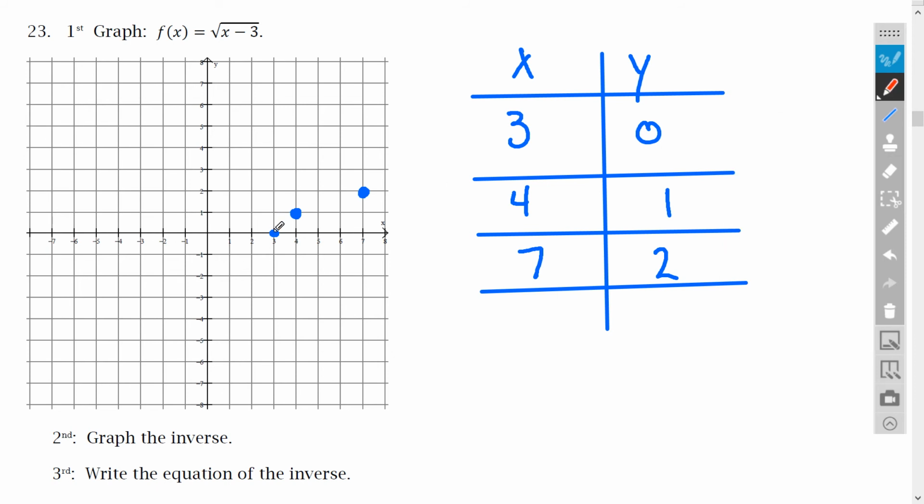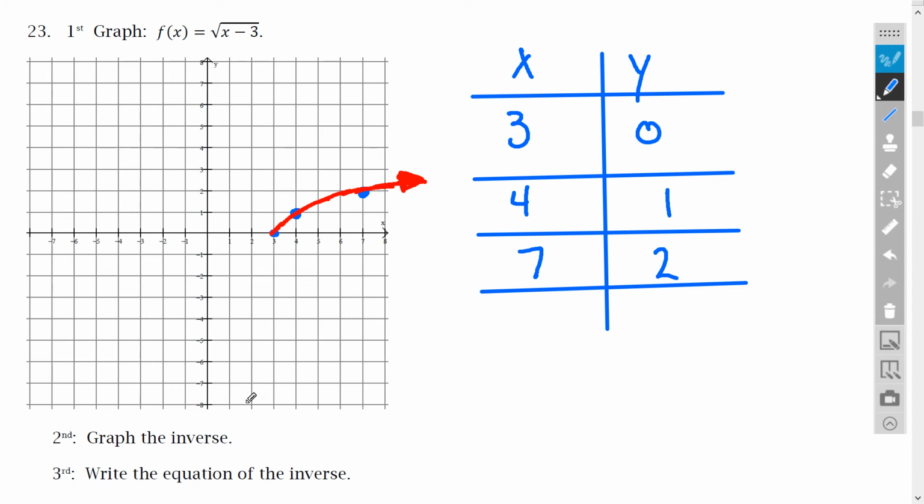I'll connect the points there. And this is a square root function. It just looks like a little curved arrow. And it stops here. It's not going to go any further than that, because then you're taking square roots of negative numbers. Okay, now it says to graph the inverse.